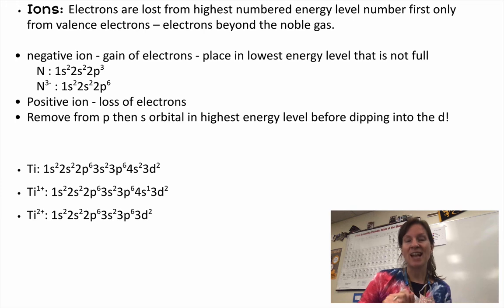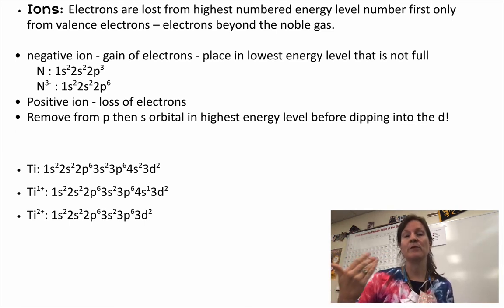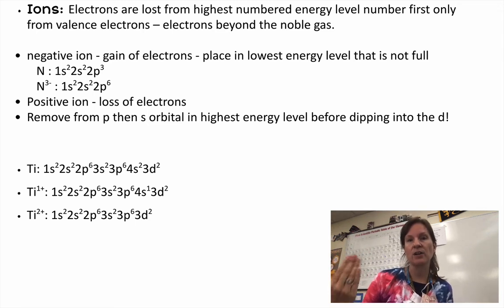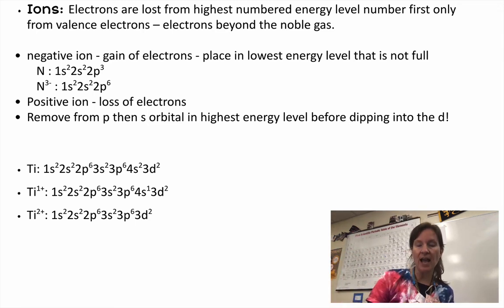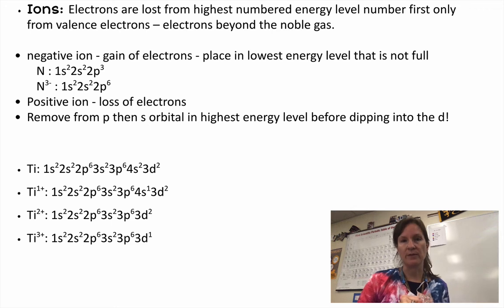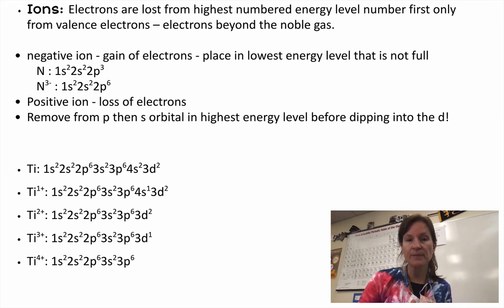If titanium was now to lose another 1, I'd be pulling from level 3, and you pull from the highest sublevel of energy level 3 first. D is always higher in energy than P and S, so now I'd be pulling from D. If I were to lose another electron, I would continue to pull from D. And as you see here, now I have a 3p6, and I'm not going to lose any more electrons than that.